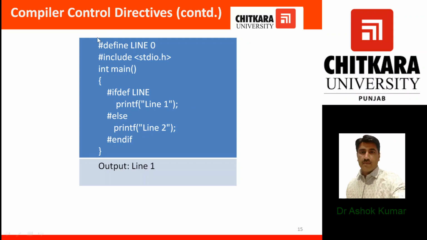So if I remove this line from the program, then the ifndef line will evaluate to false. In that case, the compiler will compile only this line 2, and you will get line 2 as the output.